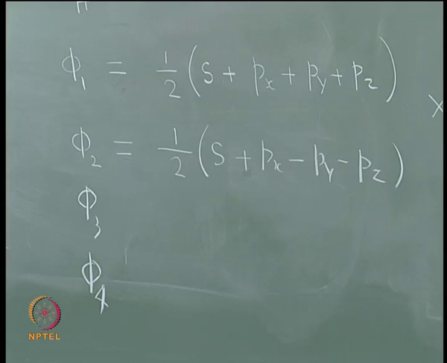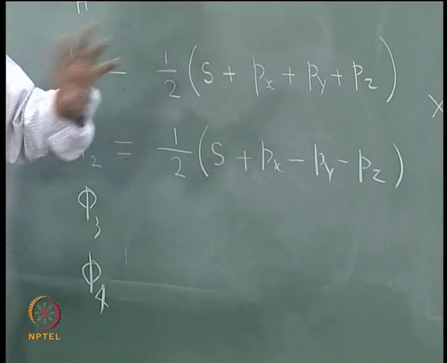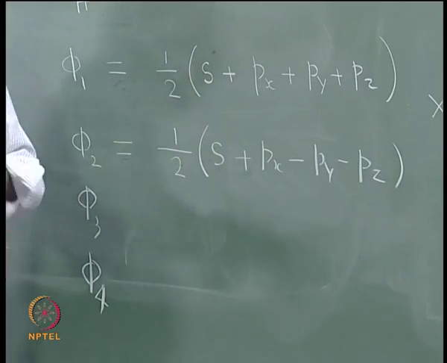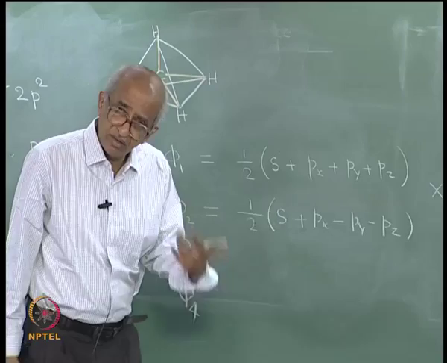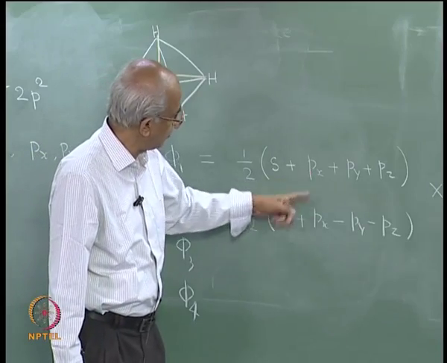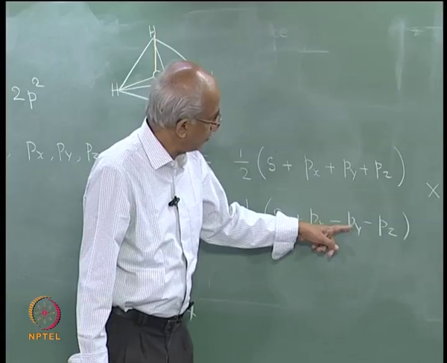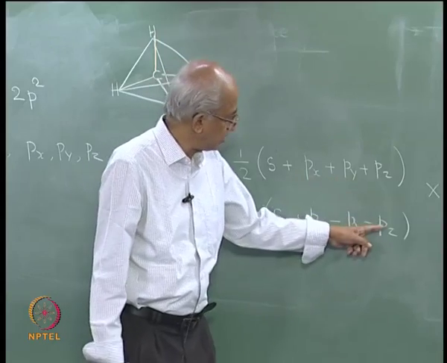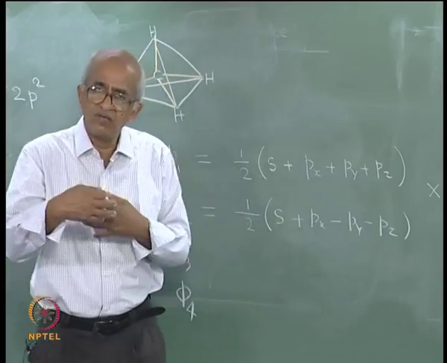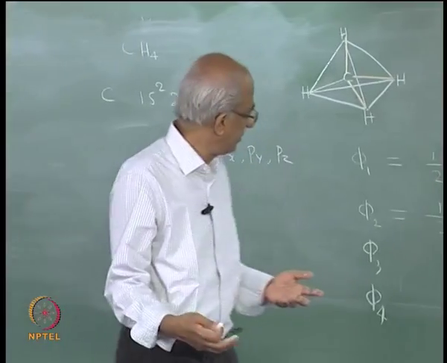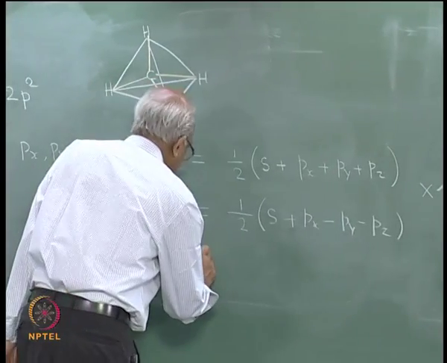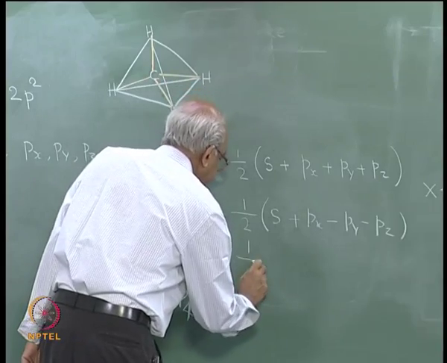Well, it is very clear why you should have two negative signs, because these two have to be orthogonal. So if you multiply this with that and integrate over the entire space, you see S into S, that will be S square. When you integrate over all space, you will get unity. This into that will also give you unity, while this into that will give you minus 1, this will also give you minus 1. So you would have 2 minus 1s and 2 plus 1s, and therefore the net result will be 0. And similarly, if you think of phi 3, you would have 1 by 2.